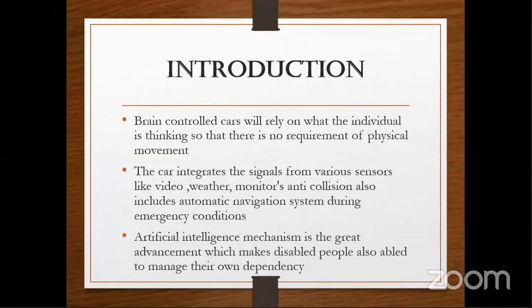Introduction. Brain controlled car. The word itself says that these are the type of cars which are controlled by our brain sensors. Basically, it depends on individual thinking. Hence, there is no need of physical movement. This car works on asynchronous mechanism of AI.